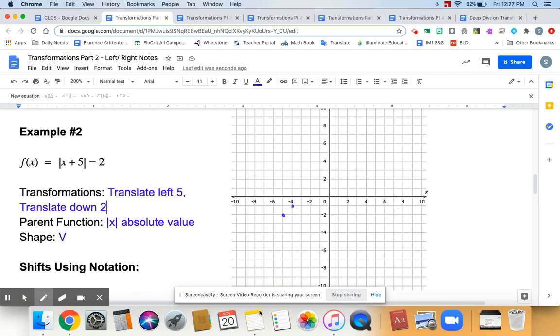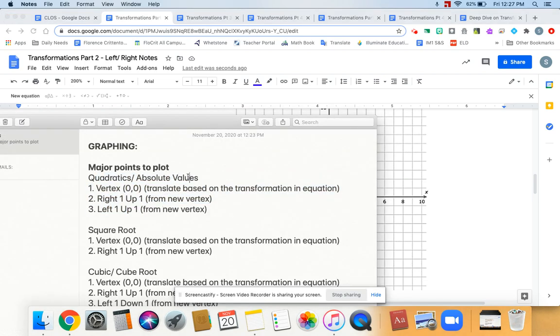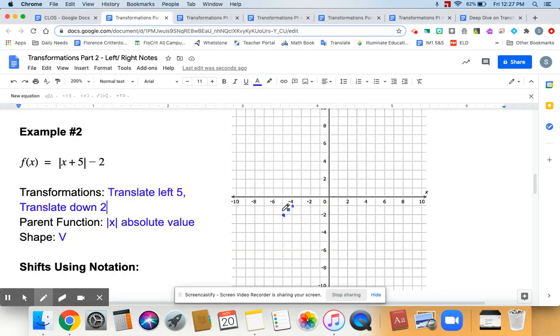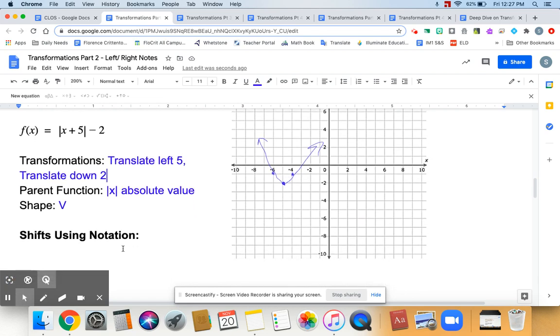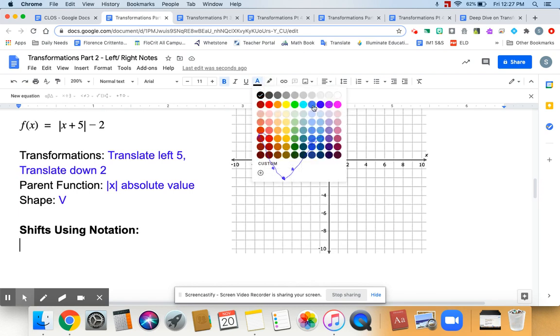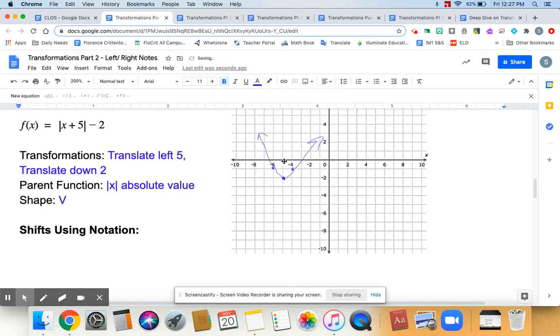But since it's absolute value, if we look at those major points to plot, absolute value is left and up to make that V shape. So it's going to go left and up right here, from that new vertex, left one, up one. And then I make my correct shape, which is a V. And that's the absolute value graph. It should be a better V. I didn't draw my lines as straight as I should have.